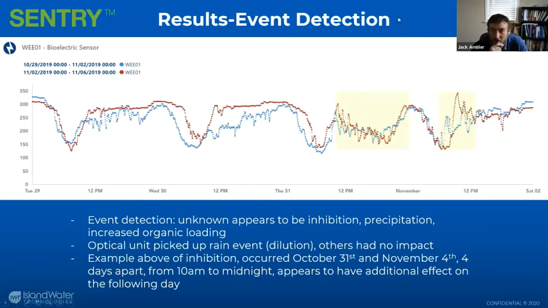So just an additional level of detail that we would see on the SENTRY equipment, which in this case wasn't reflected in the light-based metric, as this is a biological event.